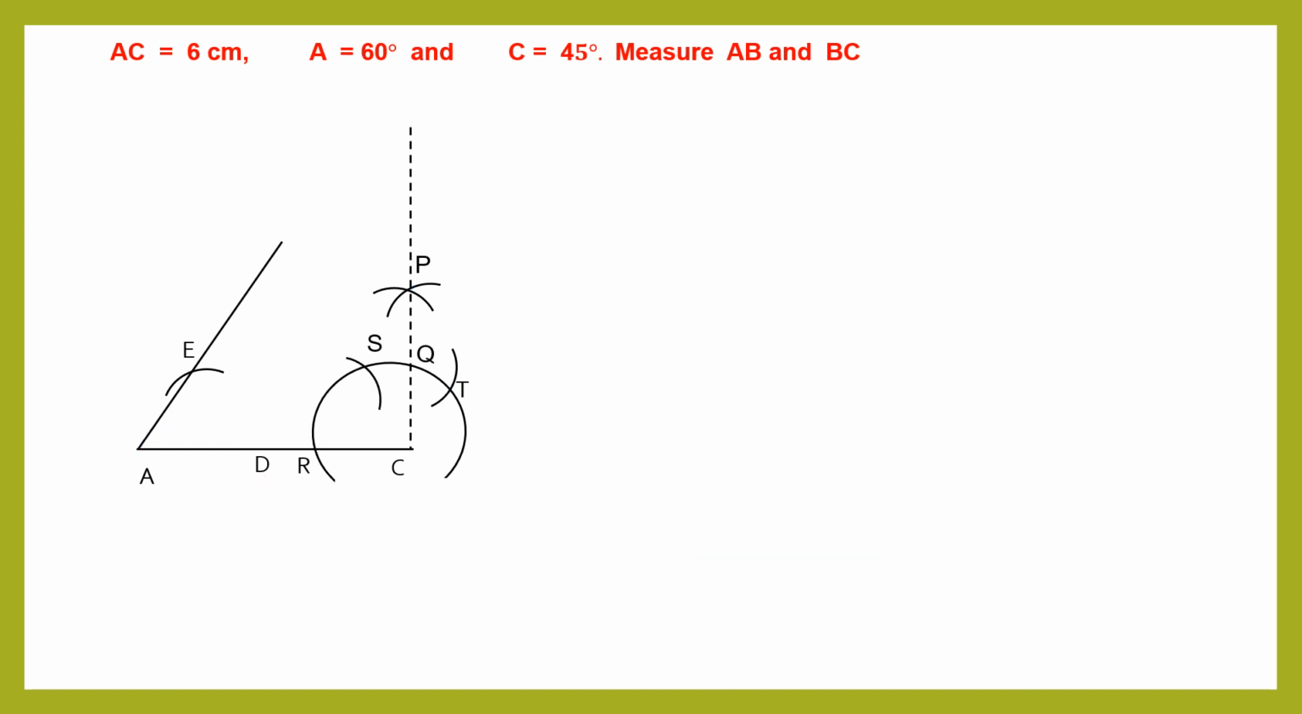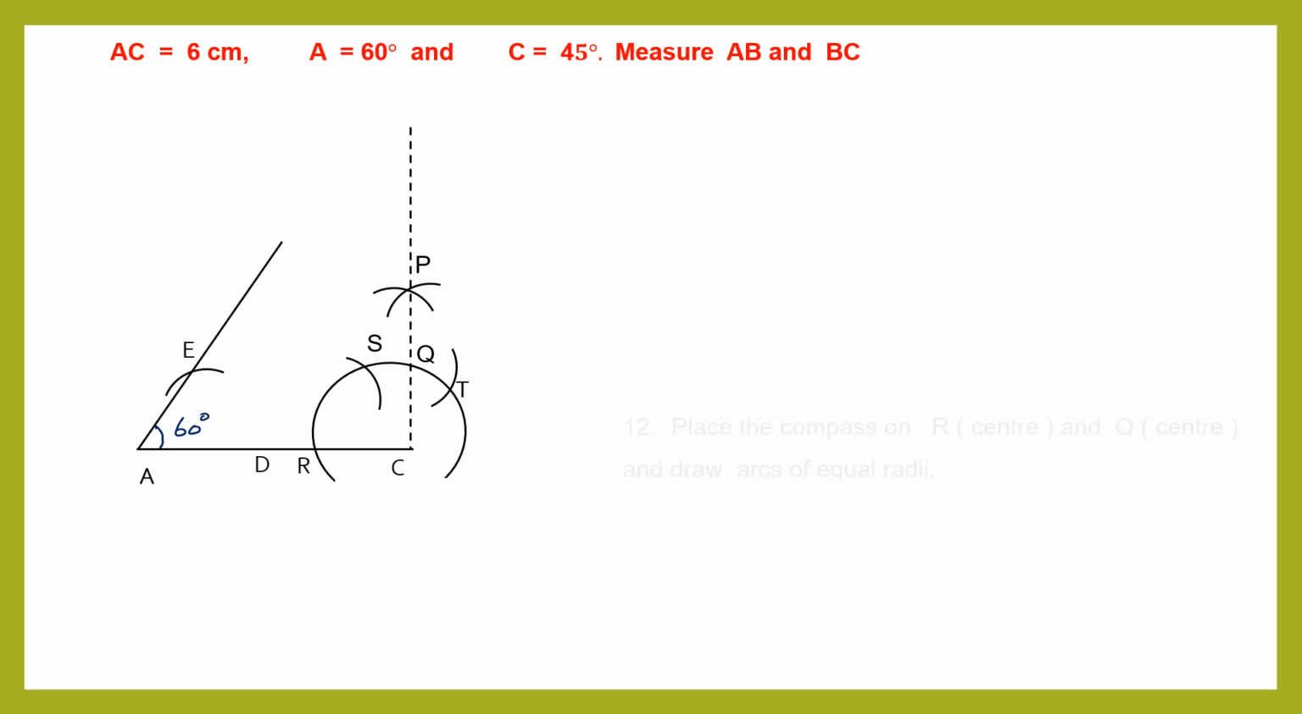Now we are having AC 6 centimeters. We have angle A, that's 60 degrees. We have angle C as 90 right now, but we are going to bisect it. So we have everything ready for us to do our bisection.